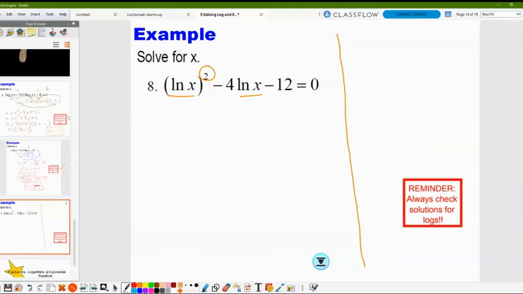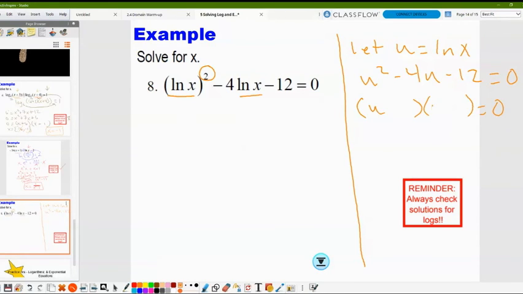But what I see is, if I let u, and that u is just a variable, it's called u substitution because u is not a variable we use often, so we use it for this. If we let u equal natural log of x, this becomes u squared minus 4u minus 12 equals 0. U substitution is just a technique to help us see with our algebra eyes what we need to do with this equation. When I write it in u form, u squared minus 4u minus 12, I'm like, oh, that's just a quadratic. I need to factor it and finish solving.